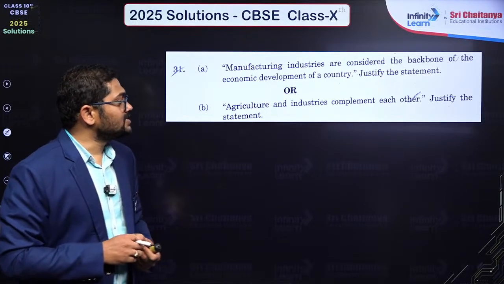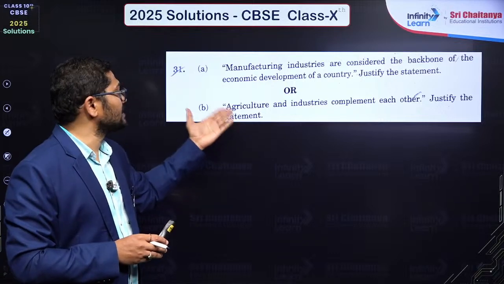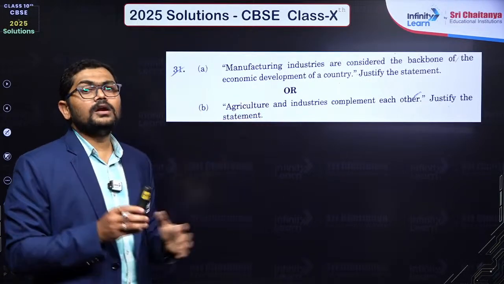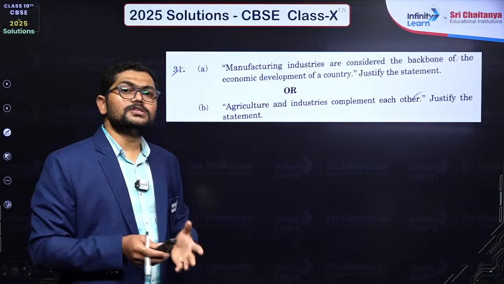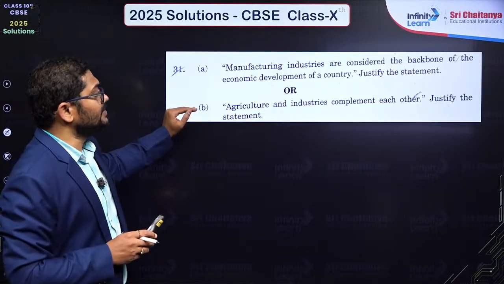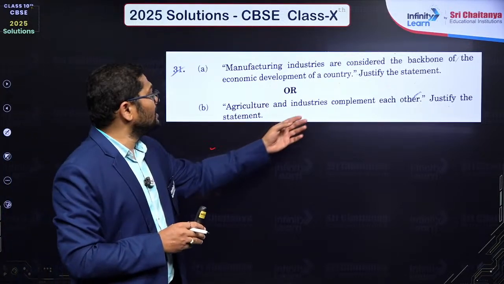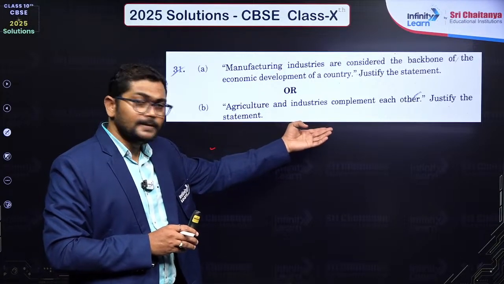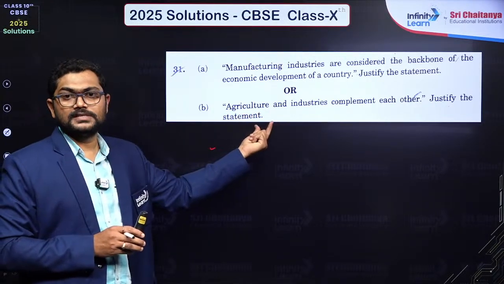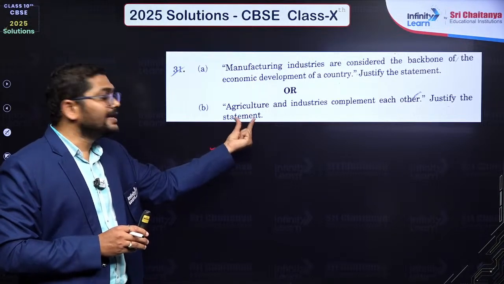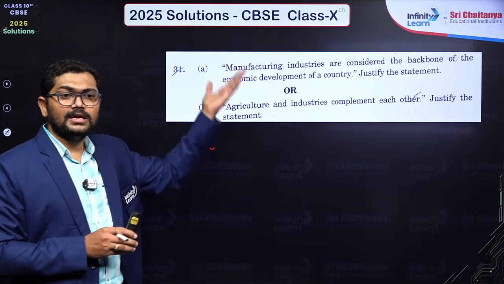Then, agriculture and industry complement each other. Justify the statement. In previous years the same question came as agriculture and industries are not exclusive of each other, they are inclusive of each other. It means that both agriculture and industries support each other. For this question we need to write how they complement each other. For example, the machinery produced in the industries, we can use for agriculture, and with the help of that machinery we can increase the production in agriculture, so the value of production coming out of the agriculture sector can be increased.